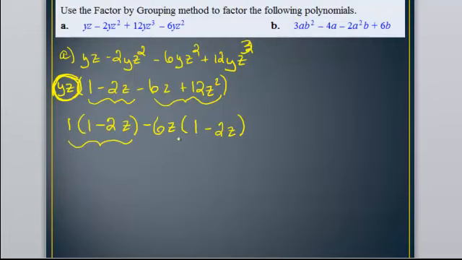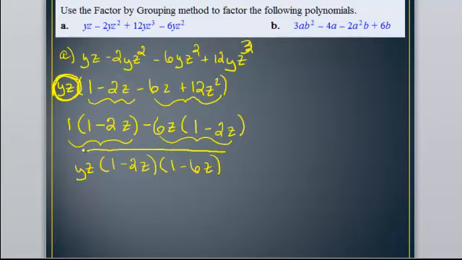Now what do these have in common? They both have the 1 minus 2z in common. And if you factor that out, you're left with the 1 minus 6z. Now don't forget the little guy we circled up here at the top. He still has to stay there on the outside. You have just completely factored this really big polynomial. Pretty cool, huh?